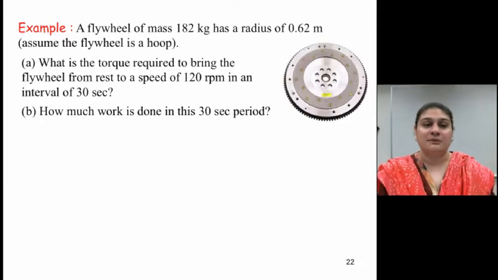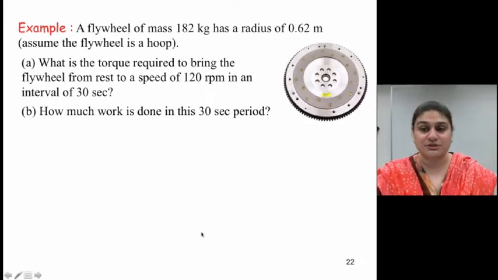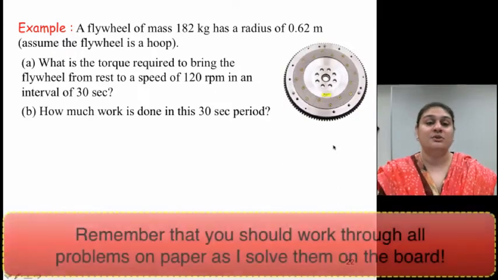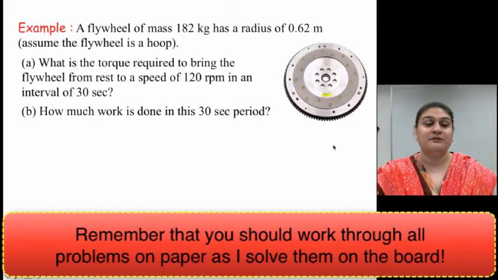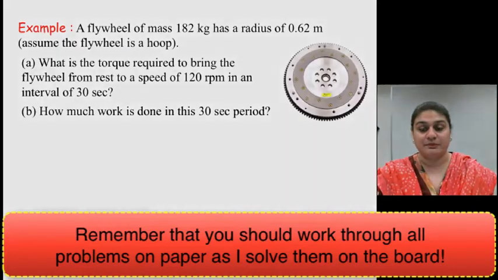So now let's do a problem. A flywheel of mass 182 kilograms has a radius of 0.62 meters. Assume the flywheel is a hoop, something similar to this picture here. What is the torque required to bring the flywheel from rest to a speed of 120 RPMs, which basically means revolutions per minute, in an interval of 30 seconds? How much work is done in this 30-second period?